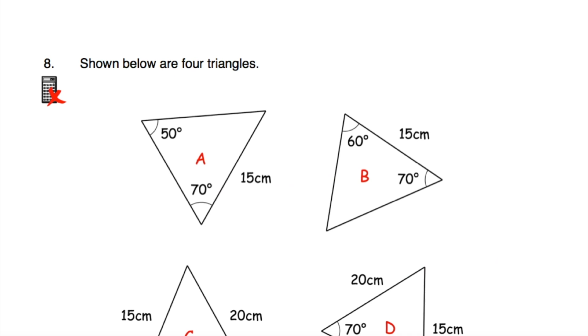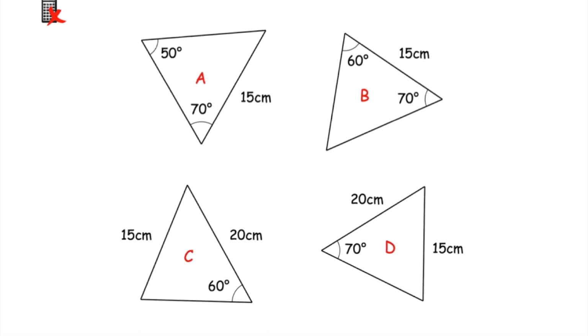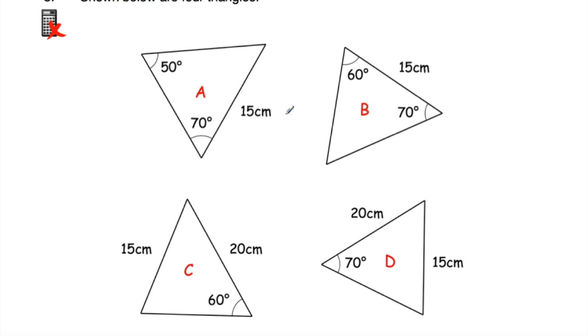Okay, let's look at our next question, question number 8. So question number 8 says, shown below 4 triangles. So we've got these 4 triangles, A, B, C, and D. And if we go on down, we've been asked to find which two triangles are congruent. So we want to find which two triangles are congruent.